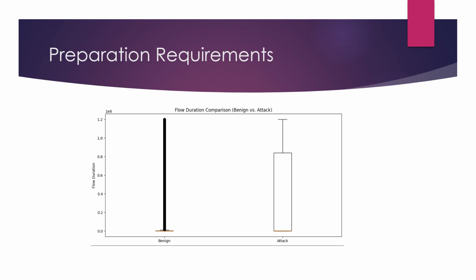As you see over here, we have a data visualization that's a box and whiskers plot of the distribution for flow duration. As you can see, there's a very clear divide and separation between benign and attack. This isn't always the case, but these are key features that will show great separation between the two in the binary classification.